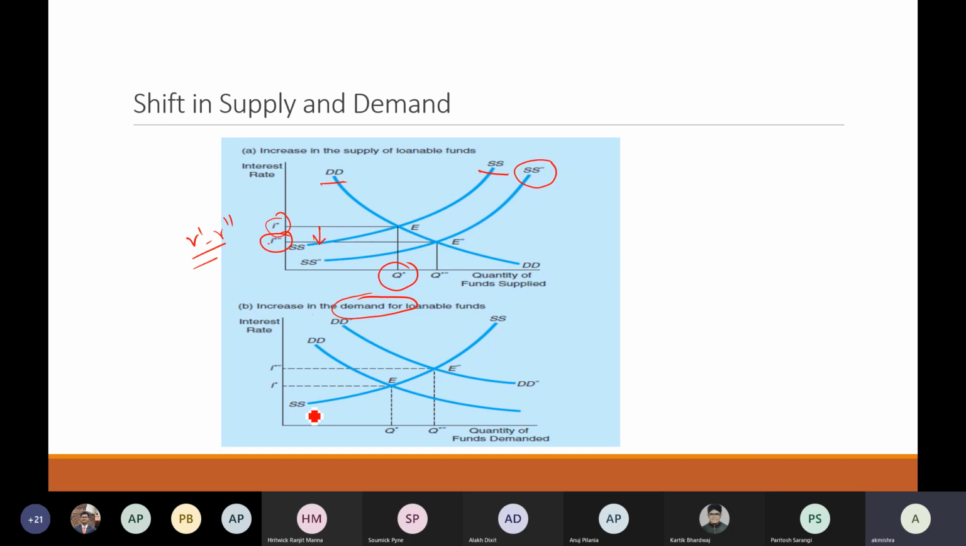So what we are assuming is that these two are our initial supply and demand relationship, and this was our interest rate R. Now if demand for fund has gone up, this will become your new demand curve. If that is happening, what will happen? Demand is more, supply is constant. In that case you will find that interest rate will go up. Here you can see from R to R bar it has gone up.